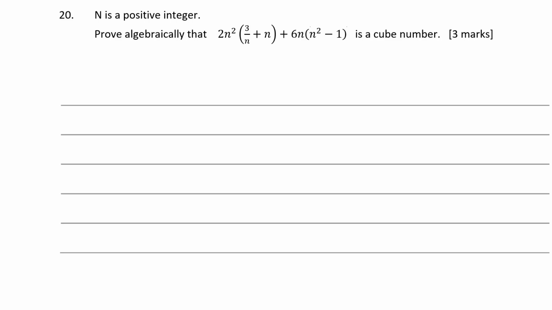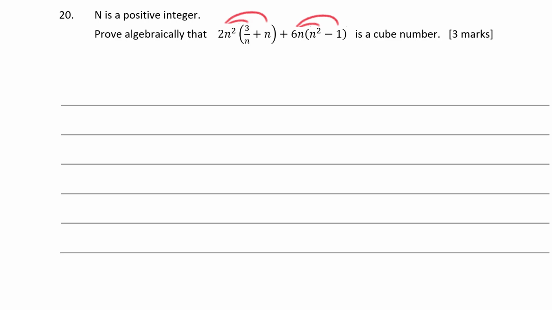Question 20. n is a positive integer. Prove algebraically that 2n squared times (3 over n plus 6n) lots of (n squared minus 1) is a cube number. Ooh, okay, let's give it a go then. Where to start? I suppose we could start by multiplying out these brackets, couldn't we? And then have a look at what we've got. Okay, so they look pretty horrendous, but let's see what we get.